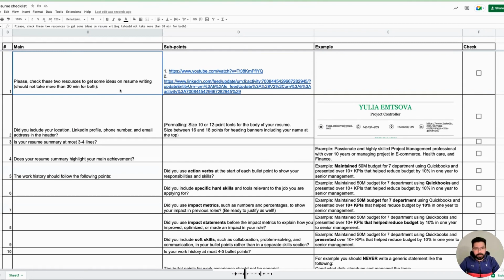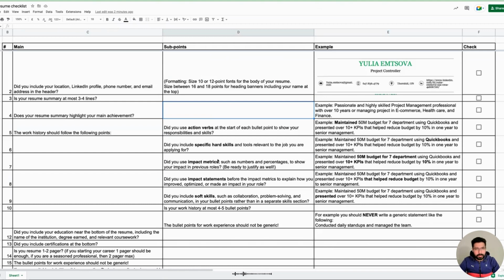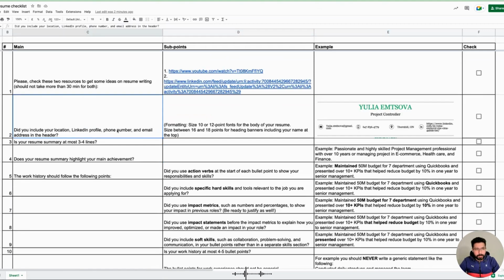So the first point is we should check these two resources. These two resources are pretty helpful resources. One is a YouTube video explaining how to write your resume. It covers some very important points, so definitely check that out. And second is a link to a LinkedIn post where it's explained pretty much everything. It gives you a very nice example of how to write a resume. Okay, moving forward. So when you're done with that, next we will move on to your header.